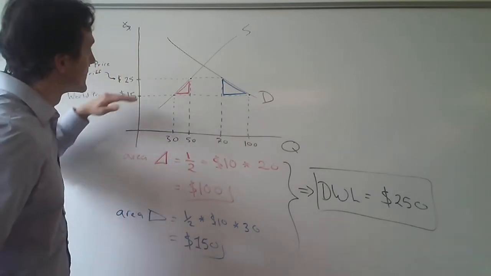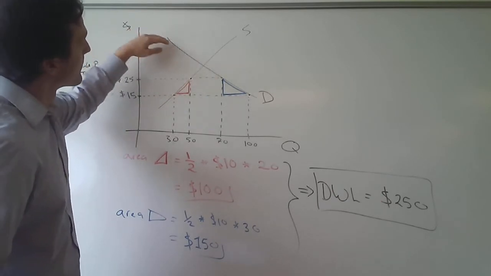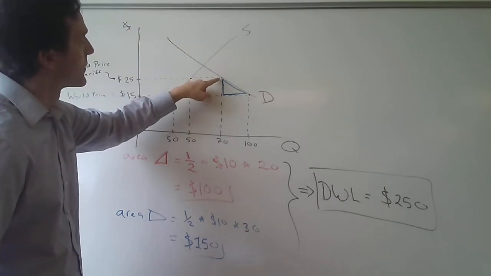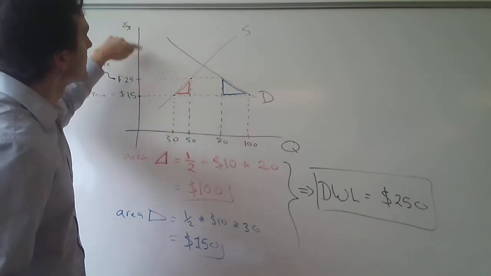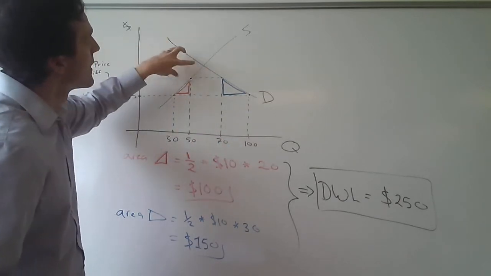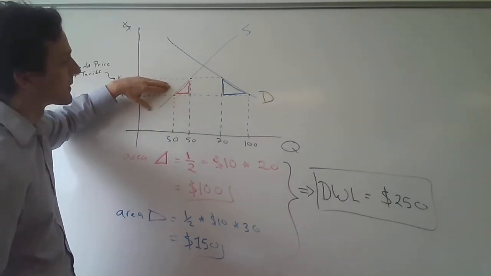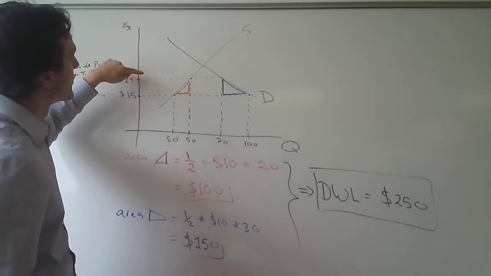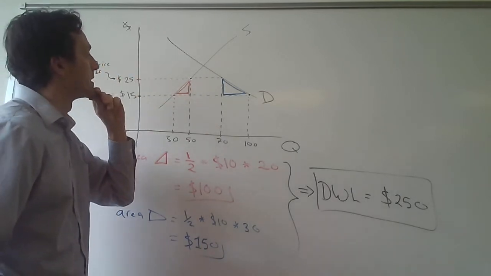That means the consumer surplus would be everything below the demand curve up to the quantity demanded, which would be 70. So this triangle shape up here would all be consumer surplus, and producer surplus would be everything over here, everything below the price and above the supply curve.